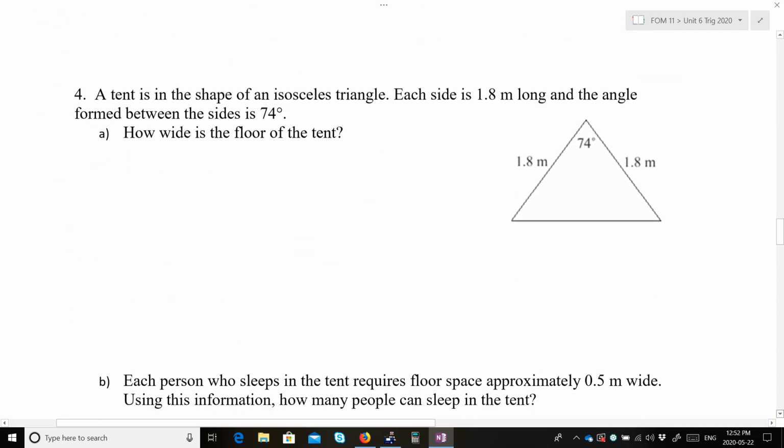All right, 4. A tent is in the shape of an isosceles triangle. An isosceles triangle means that there are two equal sides. You can see 1.8 and 1.8. Each side is 1.8 meters long, and the angle formed between the sides is 74 degrees. How wide is the floor of the tent? So there's the angle we know, that's A. Across from the angle is little a, and that's what we want to know. This is the floor of the tent. So this is B and this is C.